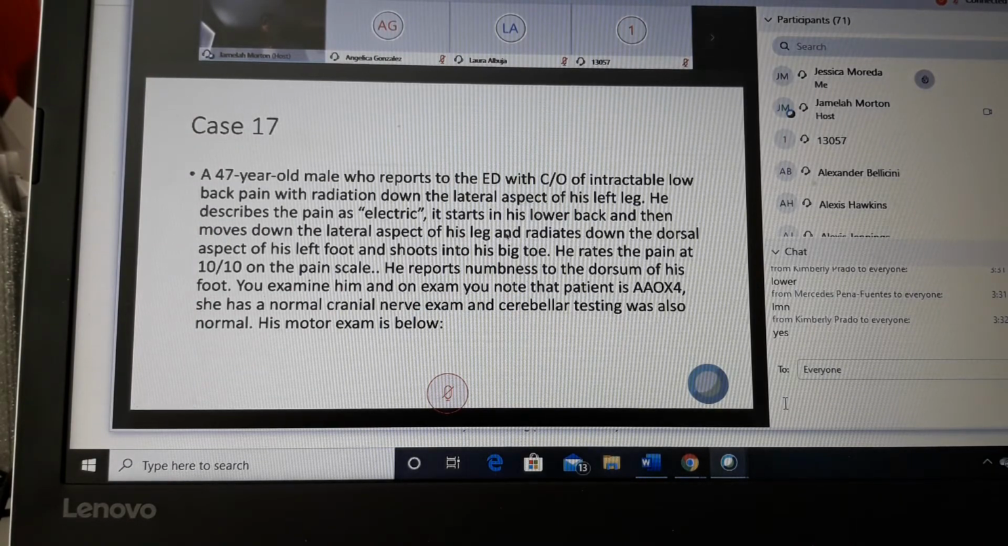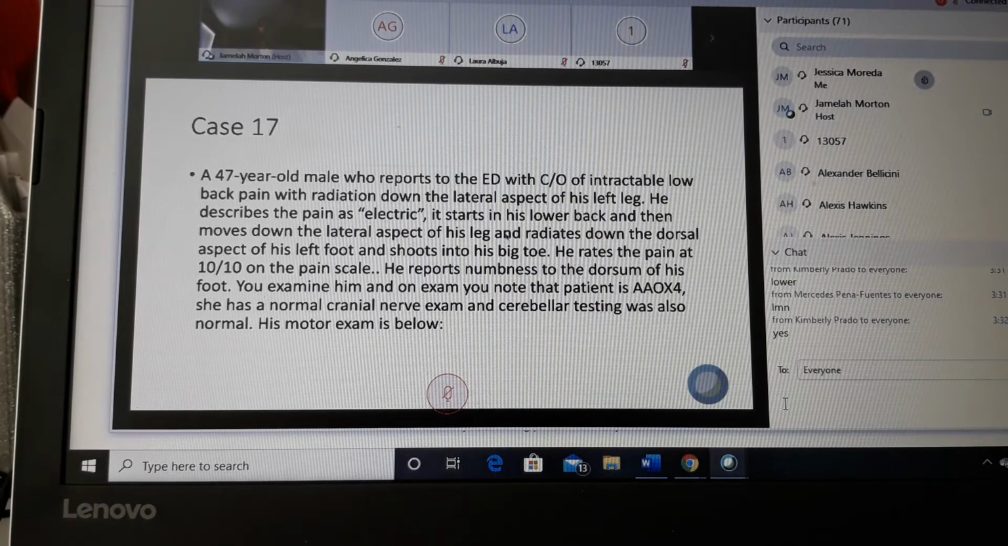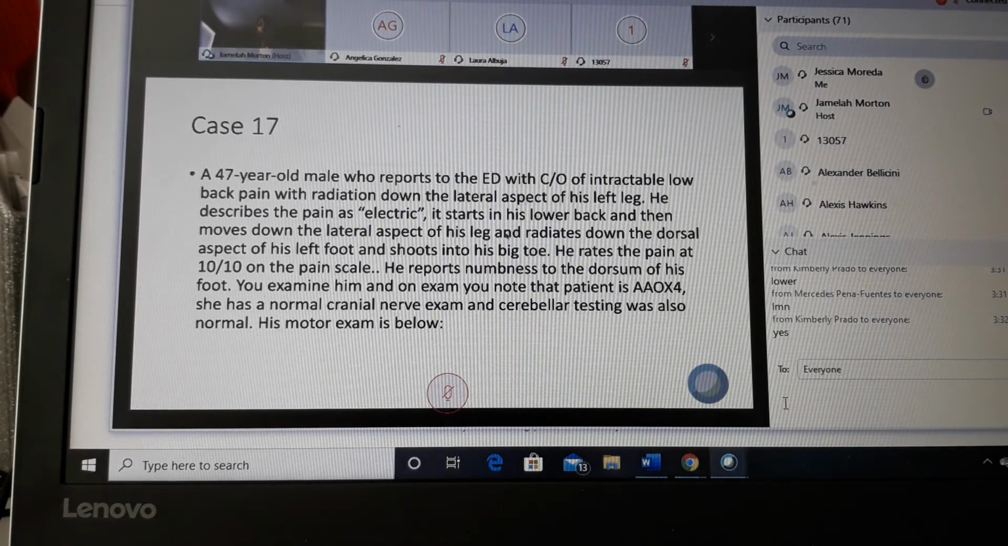A 47-year-old male reports to the ED complaining of intractable low back pain with radiation down the lateral aspect of his left leg. He describes the pain as electric. It starts in his lower back, moves down the lateral aspect of his leg, radiates into the dorsal aspect of his foot and shoots into his big toe. He rates the pain 10 out of 10. He reports numbness in the dorsum of his foot.